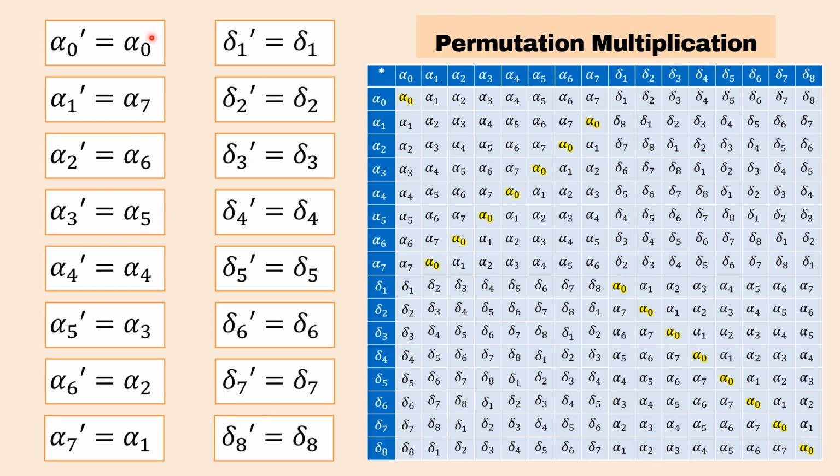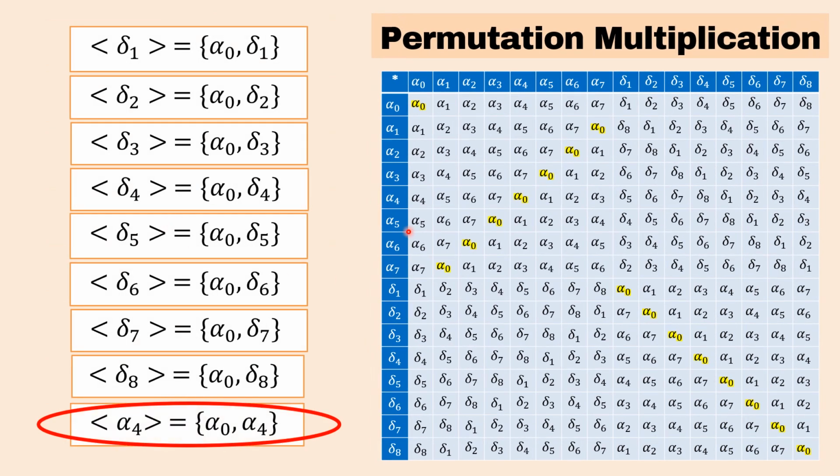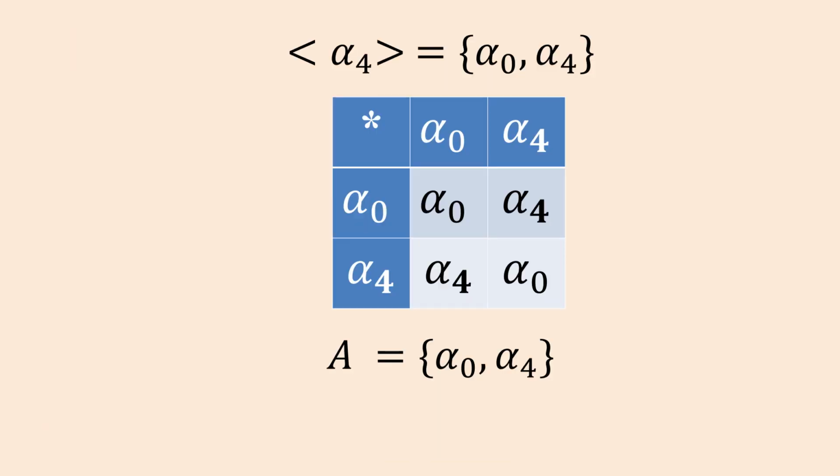Notice that in the group of alphas, we only have two elements whose inverse is itself, alpha sub 0 and alpha sub 4. On the other hand, in the group of deltas, all of their inverses are themselves. So aside from the identity element, only alpha sub 4 has an inverse of itself. We will use these elements as our basis to find some other subgroups of this permutation multiplication table.